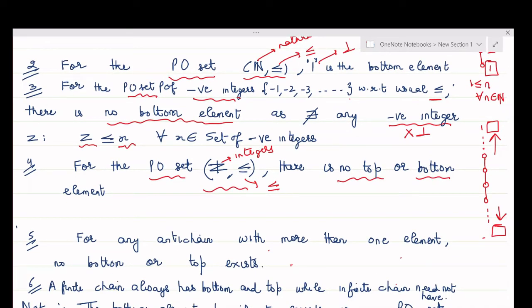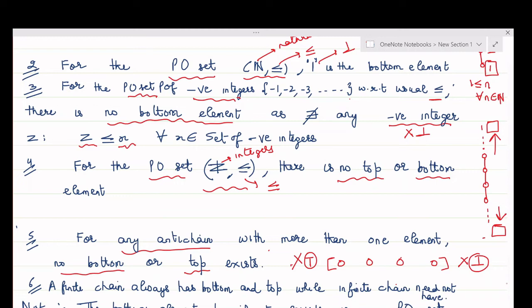Now coming to the fifth example. If you pick up any anti-chain with more than one element, it will have neither a bottom nor a top. So let us take an anti-chain of, let's say, 4 elements. This is the Hasse diagram of an anti-chain of 4 elements. Out of these 4 elements, there is no element which is greater than all the 4 elements, which means that this anti-chain fails to have a top element. Also, there is no element which is smaller than all the 4 elements, which means that this set doesn't have a bottom element either. So this particular PO set doesn't have a top element, and it doesn't have a bottom element.